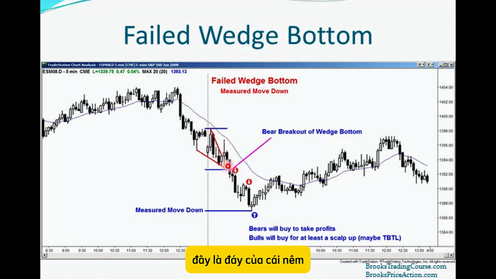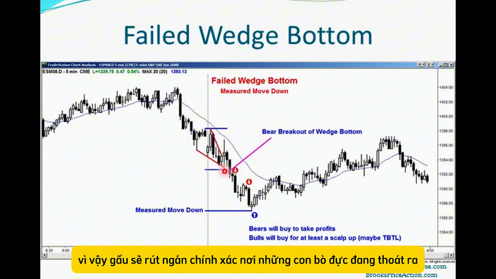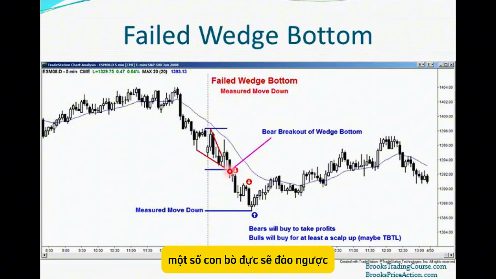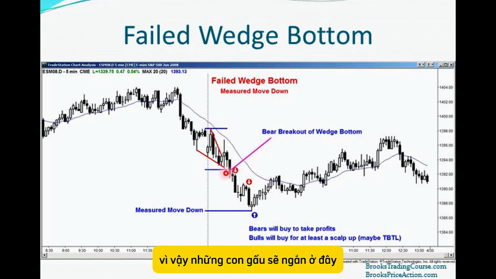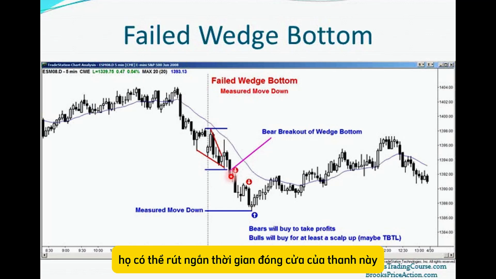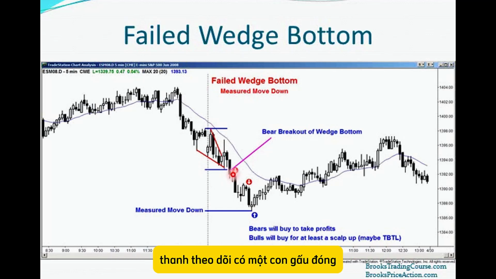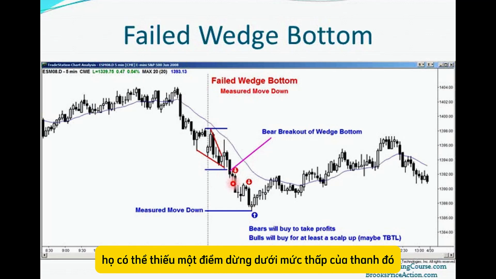Here's the top of the wedge, here's the bottom of the wedge, here's a measured move down. So bears will short exactly where the bulls are exiting. Some bulls will reverse, most don't like to reverse, and they'll simply get out. So the bears will short here. They may short the close of this bar. The follow-through bar has a bear close. They might short that. They might short on a stop below the low of that bar.